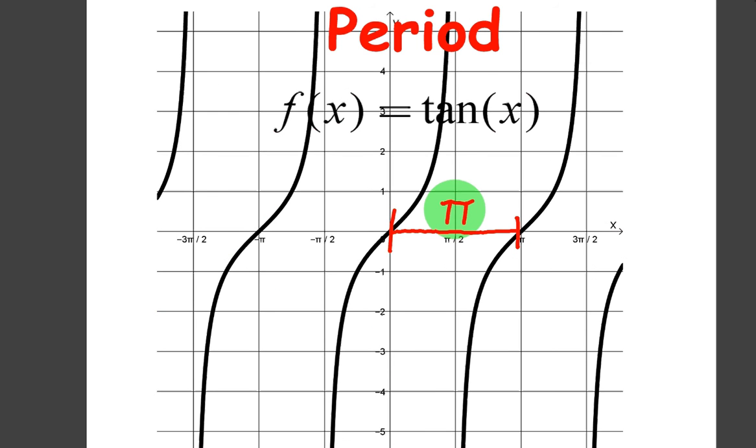All right, and this is the same for cotangent. I'm not going to go back and explain that one again. Cotangent is just x over y, so you'll see that the period is the same.